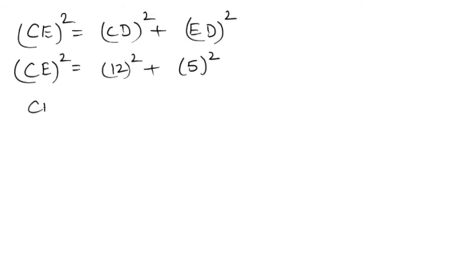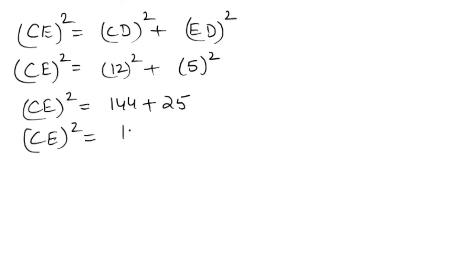Or we can write CE square is equal to 12 square, that is 144 plus 25. On adding these you will get CE square is equal to 169, which is square of 13. So when we cancel the squares, the value of CE, that is the distance between the tops, will be 13 meters.